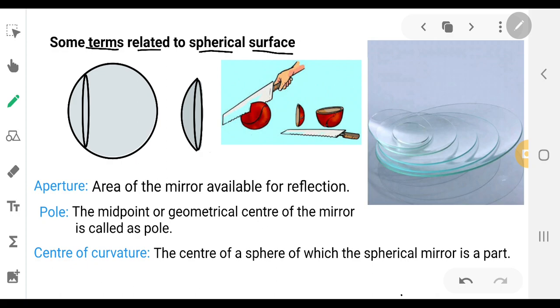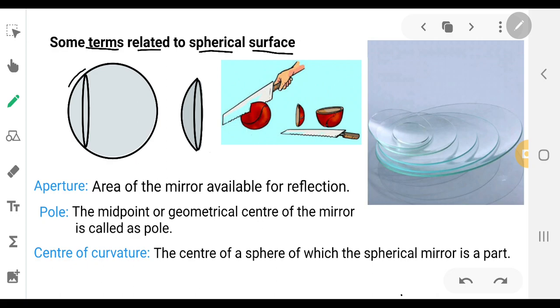To know that, let us consider a hollow sphere, like a cricket ball or a football, which is spherical in surface and hollow. Assume that it is made up of glass. Then what you have to do? Cut that sphere by the side.